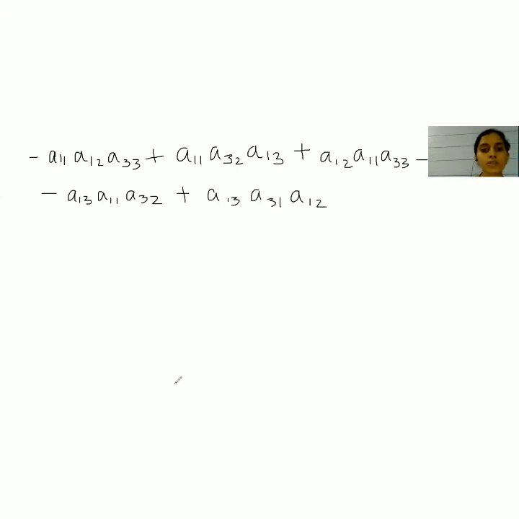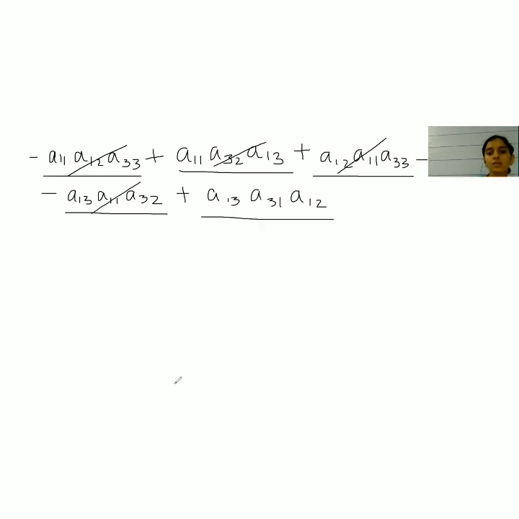Now let us observe the six terms. Are they cancelling out each other? A11, A22 and A33. So we have here A11, A22 and A33. Signs are opposite, so they cancel out. A11, A32 and A13. So we have here A11, A32 and A13. Plus and minus sign, they cancel out. A13, A31 and A12, with opposite signs, they cancel out. So the first condition is true, right? You can also write the question again.